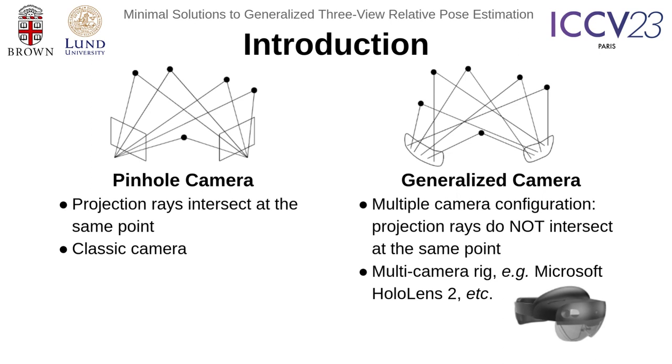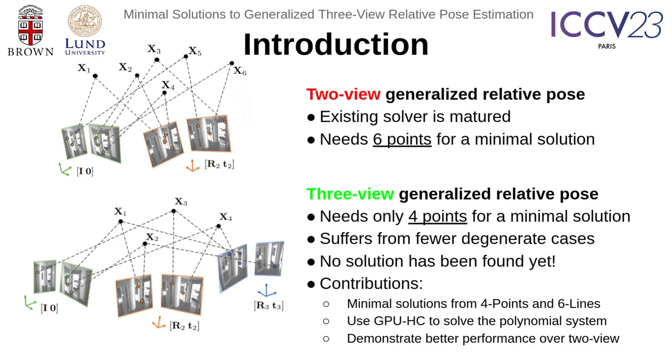or self-driving cars. The research community has made the generalized two-view relative pose problem mature, which was shown to need 6 points for a minimal solution. The generalized three-view relative pose problem, however, has not yet been explored, but has great potential and advantages. Our paper shows that it only needs 4 points and suffers from fewer degenerate cases.